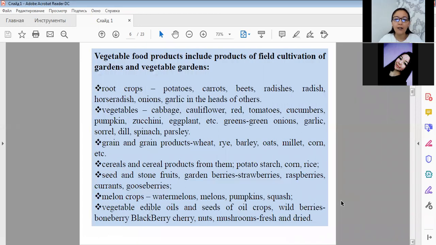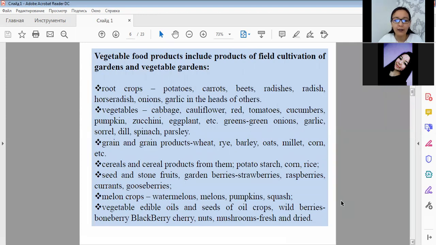And the vegetable food products include products of field cultivation, of garden, and the vegetable gardens. This group is divided into seven groups. They are root crops: potatoes, carrots, beets, radish, and horseradish, onion, garlic, and in the heads of others. And the next group is vegetables: cabbage, cauliflower, red cabbage, tomatoes, cucumbers, pumpkin, eggplant, and the green onions, garlic, and the others.